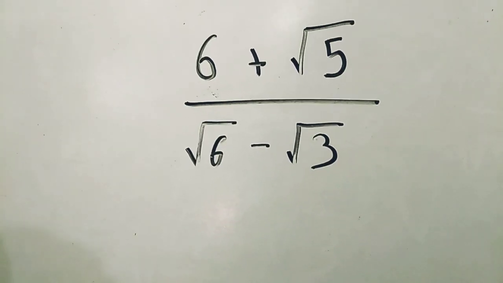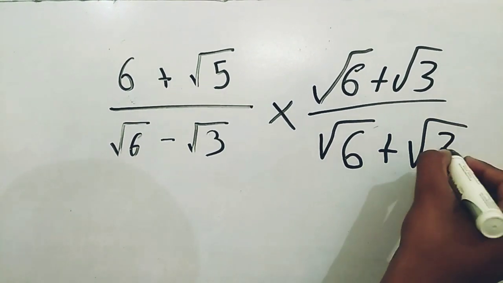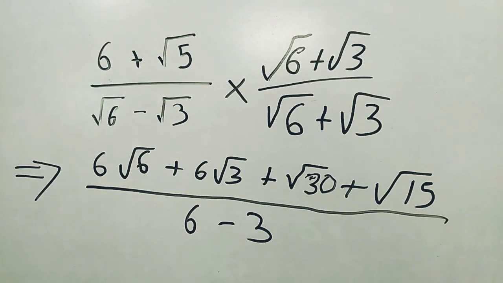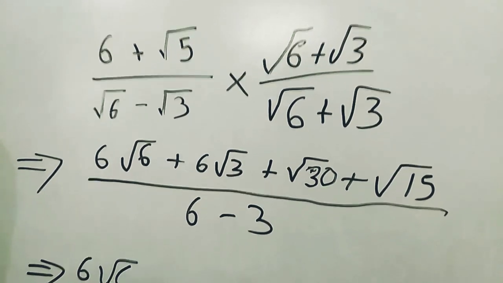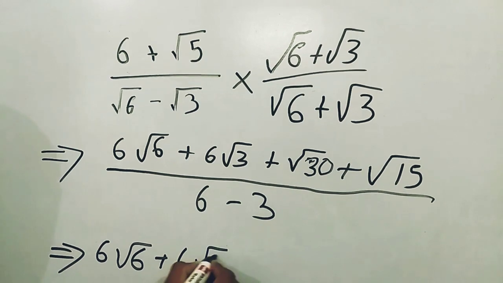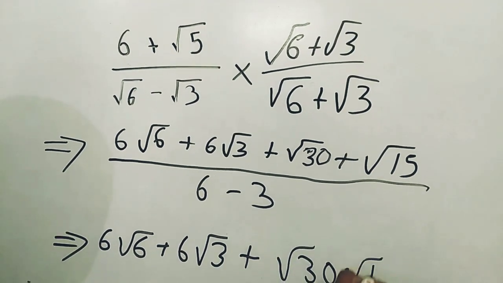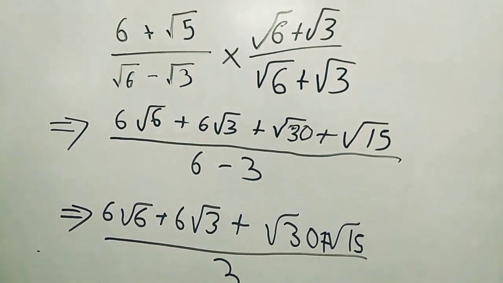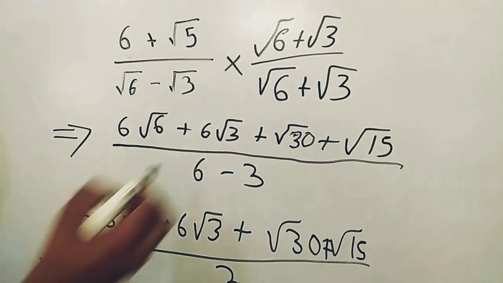Okay, now time is up and I am going to tell you the answer for this question. If we multiply the following number with root 3 plus root 6, we will get our answer as 6 root 6 plus 6 root 3 plus root 30 plus root 15 upon 6 minus 3. And 6 minus 3 equals 3, which is a rational number. So by that we have rationalized the following number. And the rationalizing factor of the following number is root 6 plus 3.